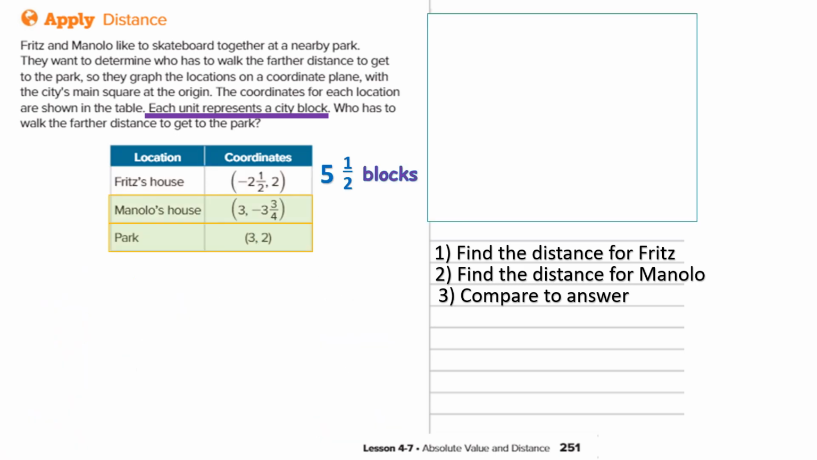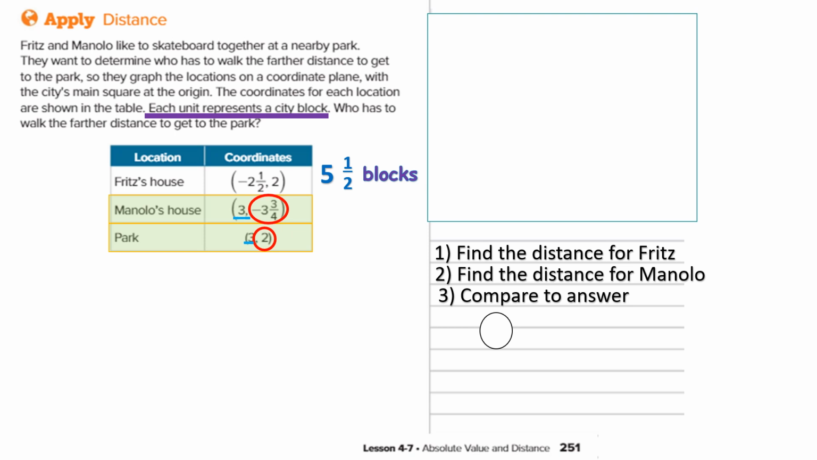Since we know that Fritz has to go 5 1/2 blocks to get to the park, now we need to figure out how far Manolo has to go, and then we can compare our answers. Once again, comparing answers means we're going to find which one's greater than or less than. As I start doing Manolo's, I have to look at the ordered pairs. I'm looking to see, do I have the same X or Y? I have the same X, so I'm going to keep it and ignore it. And now I'm going to focus in on my Y's. Notice I have a negative and I have a positive.